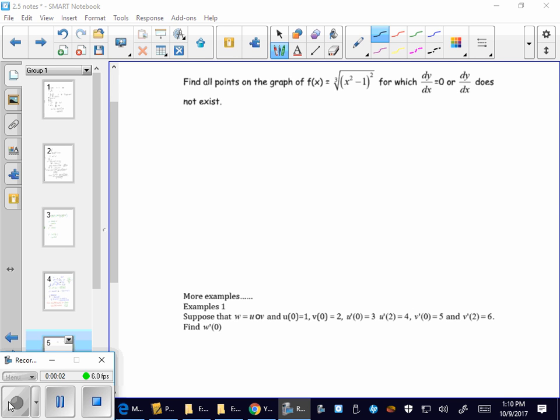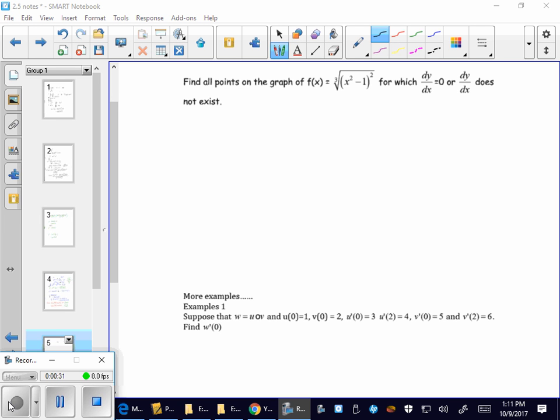Okay, to finish up our lesson in regards to the chain rule, we're going to find all the points on the graph of f of x equals the cube root of quantity x squared minus 1 squared, for which dy dx is equal to 0, or for which dy dx does not exist. Obviously, in order to find out where the derivative equals 0 or doesn't exist, we need the derivative first.